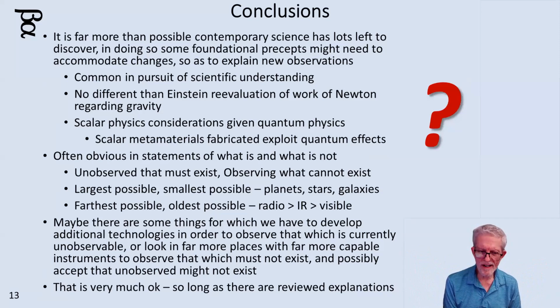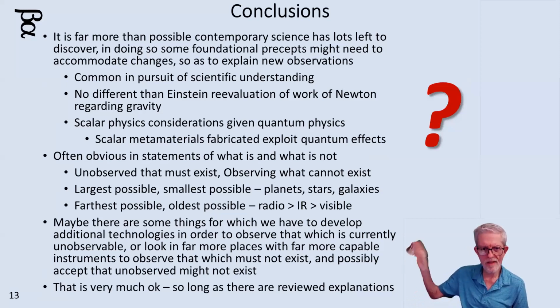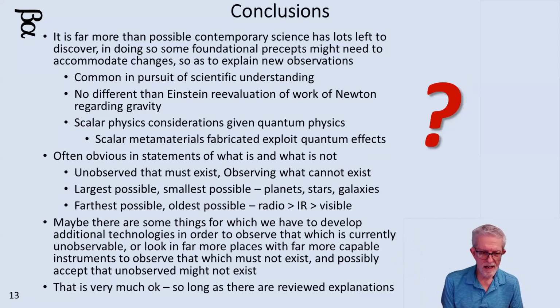Statements of what is and what is not may have to be revisited based upon newer understandings and newer observations. Something that is unobserved that must exist may turn out to be observing what cannot exist. So, there are people that will now say dark matter doesn't exist because we haven't been able to prove that it exists, but we've been able to show these other observations and they don't need dark matter. So we may eventually come away and say, yeah, we were on the dark matter bandwagon for a long time, but now we found these other explanations that explain it equally well.